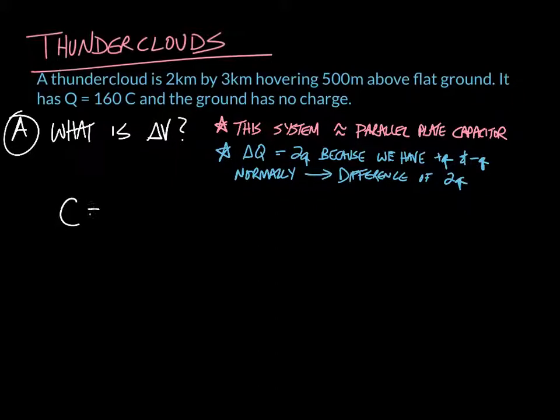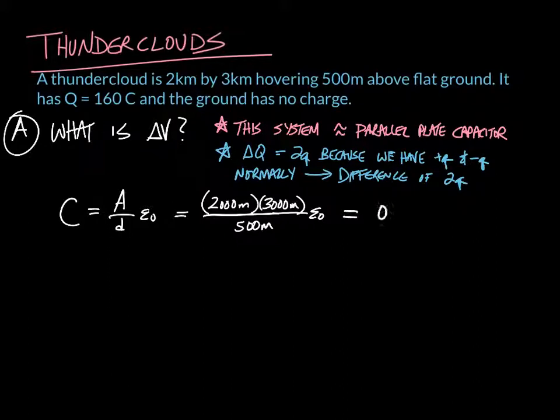So I have capacitance, which is defined as area per separation distance times epsilon naught, which it definitely is. So that means I'm going to have an area of 2,000 meters times 3,000 meters per a distance of 500 meters times epsilon naught, which is 8.85 times 10 to the minus 12 farads per meter. And so we get a capacitance for this cloud-ground capacitor of a whopping 0.11 microfarads. Okay?